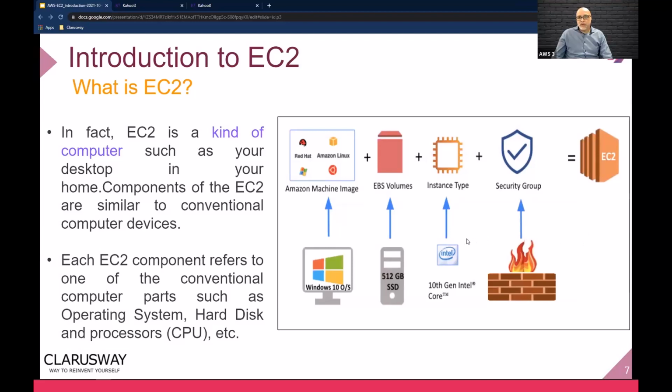And what does it include? It includes the operating system. It's going to include the memory. It's going to include the CPU. And then we talked about security groups a little bit during the last session, but it's essentially your host-based firewall. So you have what's called an AMI, or Amazon Machine Image, which has all the information about the operating system. You have the EBS volumes, which is your disk, your instance type, which is your CPU type, and then of course the number of CPUs, and then your security group. And that all together is your EC2 instance.